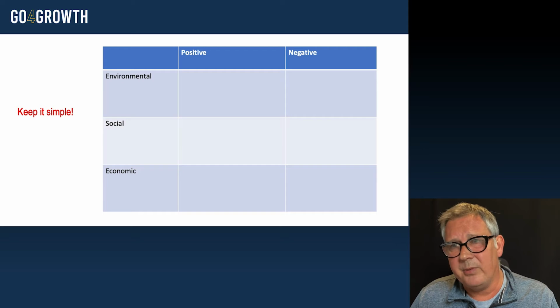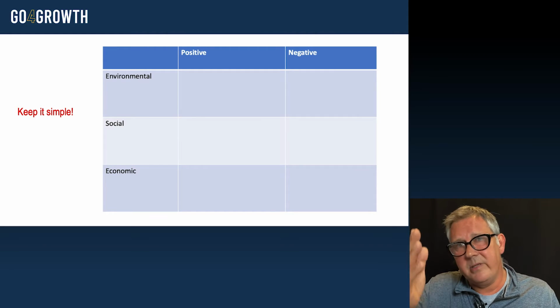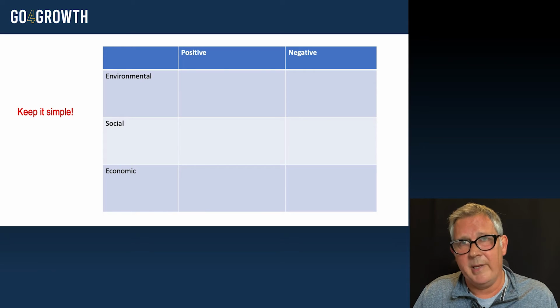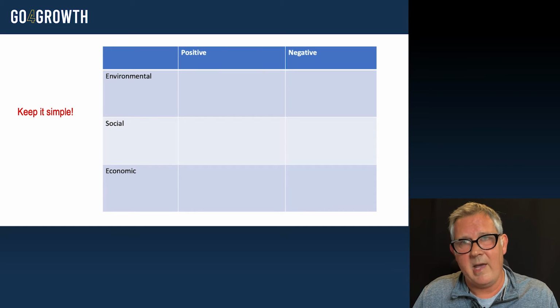I use a very simple process to do this analysis, because why not keep it simple? It's a positive and negative column, environmental, social, economic. And if you described a business, a bank, a university, then we can start to populate that table. And it just keeps it really simple.